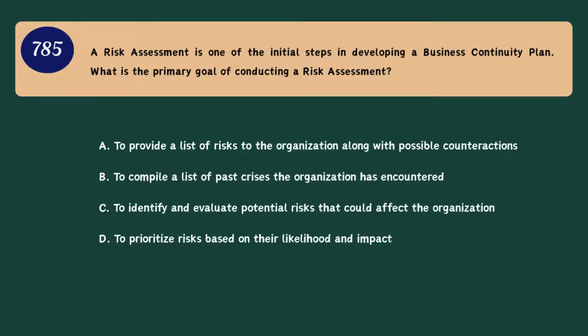Question 785. A risk assessment is one of the initial steps in developing a business continuity plan. What is the primary goal of conducting a risk assessment? A. To provide a list of risks to the organization along with possible counteractions. B. To compile a list of past crises the organization has encountered. C. To identify and evaluate potential risks that could affect the organization. D. To prioritize risks based on their likelihood and impact.